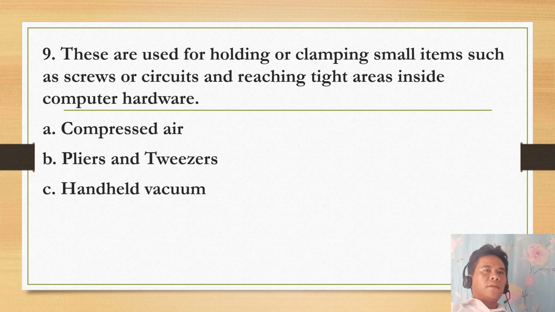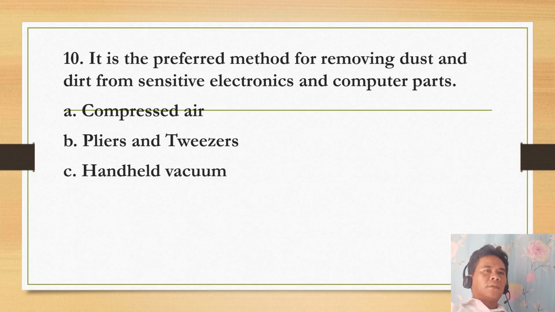Okay, number 9. These are used for holding or clamping small items such as screws or circuits and reaching tight areas inside computer hardware. A. Compressed air. B. Pliers and tweezers. C. Handheld vacuum. The last one, it is the preferred method of removing dust and dirt from sensitive electronics and computer parts. A. Compressed air. B. Pliers and tweezers. C. Handheld vacuum.